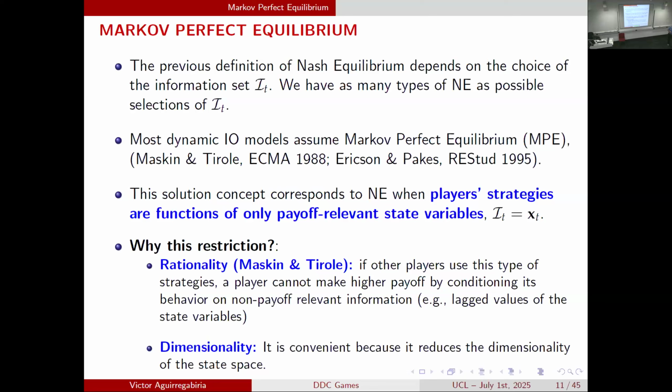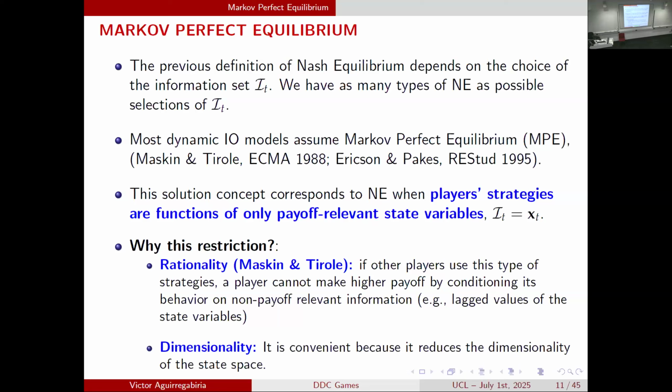Okay, then that's the concept of Markov perfect equilibrium. And since the work of Maskin and Tirole in Econometrica, and then in the context of I/O, the very influential paper by Ericson and Pakes, basically most of the literature on empirical dynamic games, dynamic discrete choice games in particular, have followed this equilibrium concept. Okay? Two main arguments for this. First is the theoretical argument of rationality. That is the argument by Maskin and Tirole.